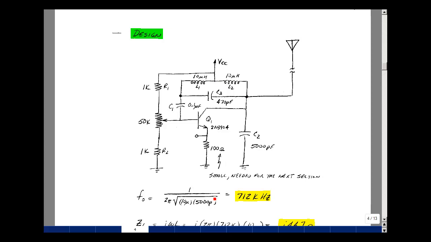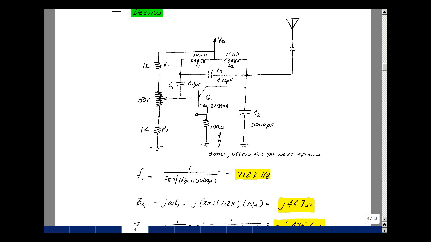This is again shorted back to ground, so I have L2 in parallel with C2. Now I've added a small resistor here so that I can introduce the amplitude modulation. Let's calculate the resonant frequency of L2 and C2, which is 10 microhenries and 5,000 picofarads. 1 over 2 pi square root of that is 712 kilohertz. That puts us in the AM radio band.